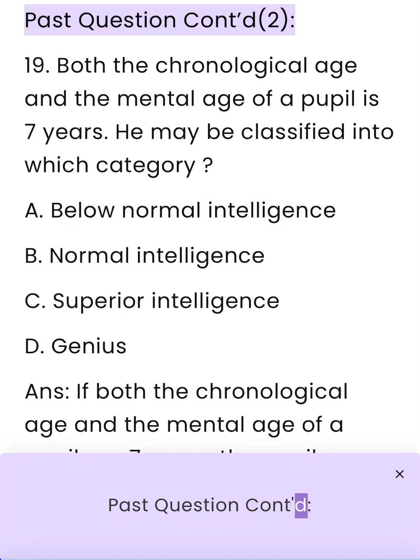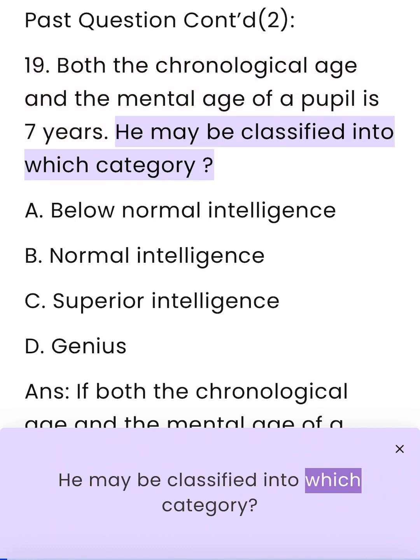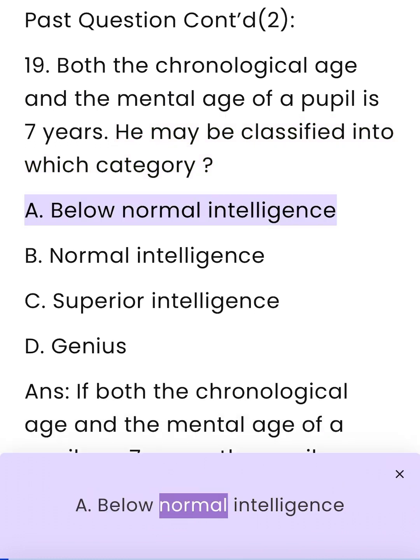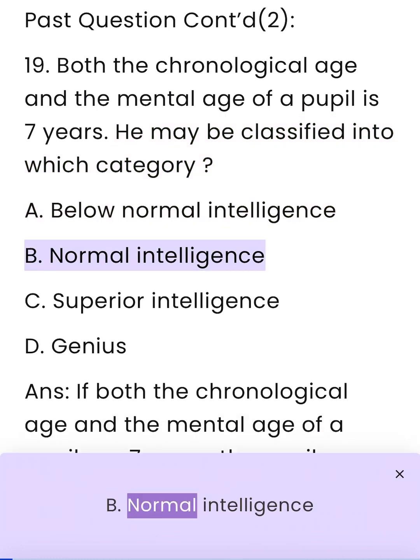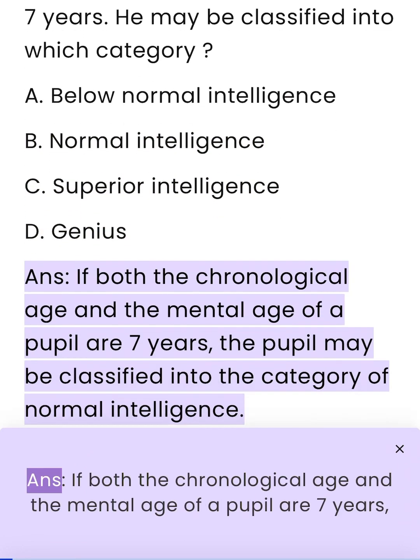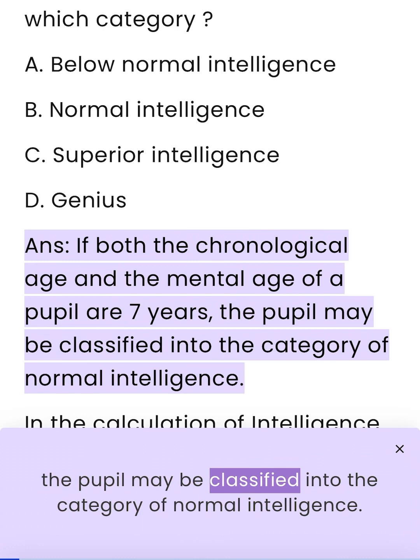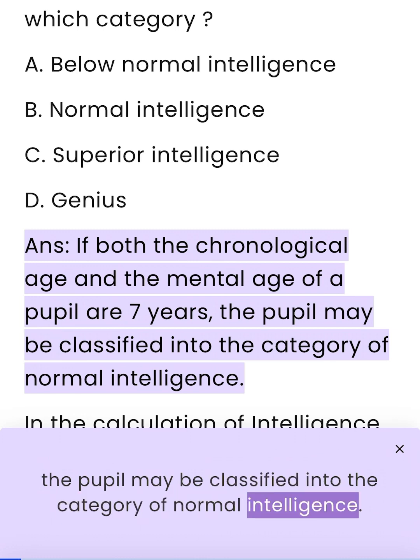Past question considered. 19. Both the chronological age and the mental age of a pupil is 7 years. He may be classified into which category? A. Below normal intelligence. B. Normal intelligence. C. Superior intelligence. D. Genius. And, if both the chronological age and the mental age of a pupil are 7 years, the pupil may be classified into the category of normal intelligence.